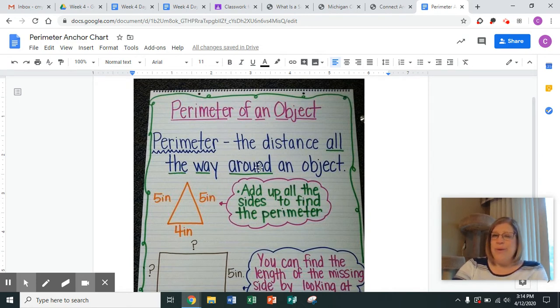So, really quick, remember right before spring break, we learned about area? Area was the inside of an object. So, we're doing the opposite now. Perimeter, which is the outside.